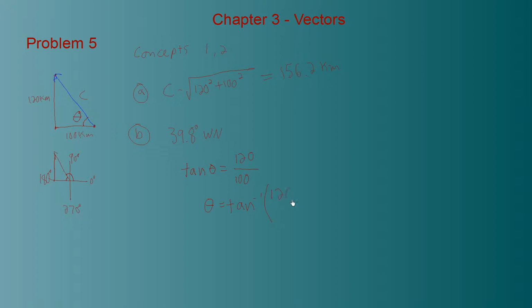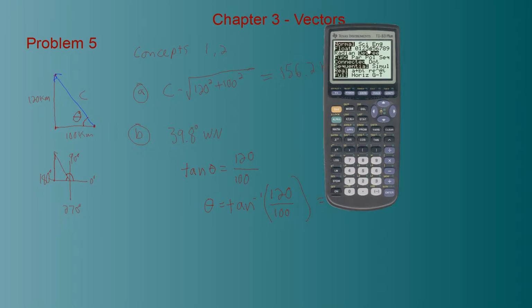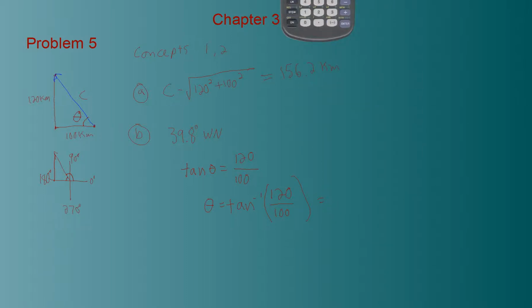This should hopefully be review for you. What does that equal? First off, make sure you are in degree mode. See the degrees there. Now we go second tangent, 120 divided by 100. 50.19 degrees. We'll keep a couple decimal points. Could go 50.2. What is this? 50.19 degrees.